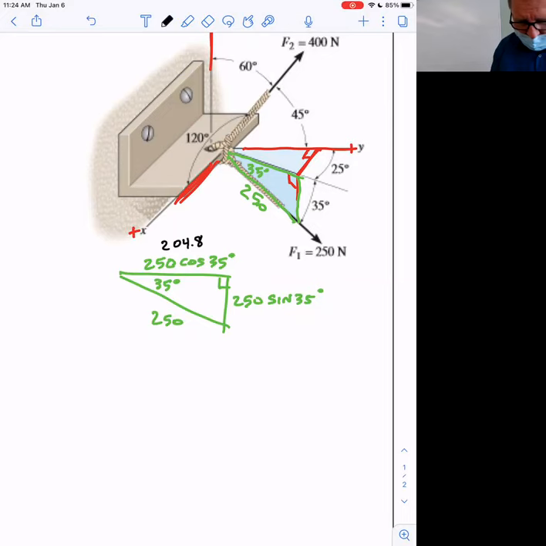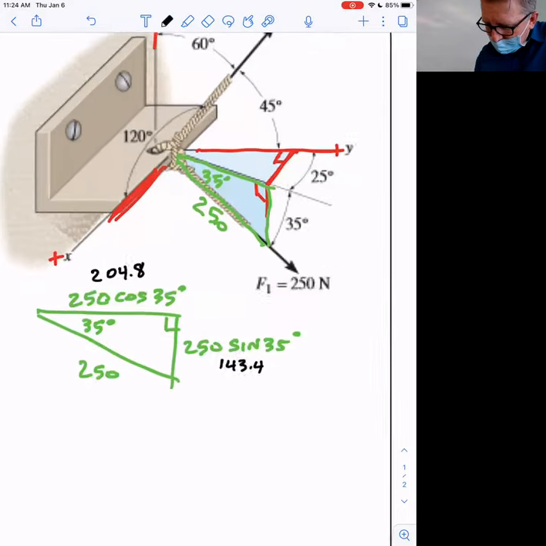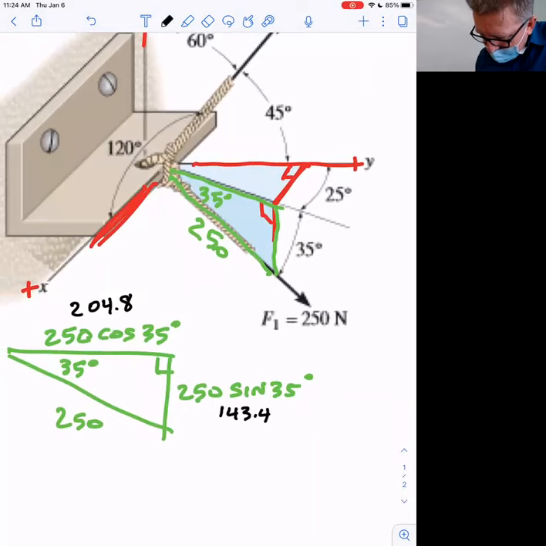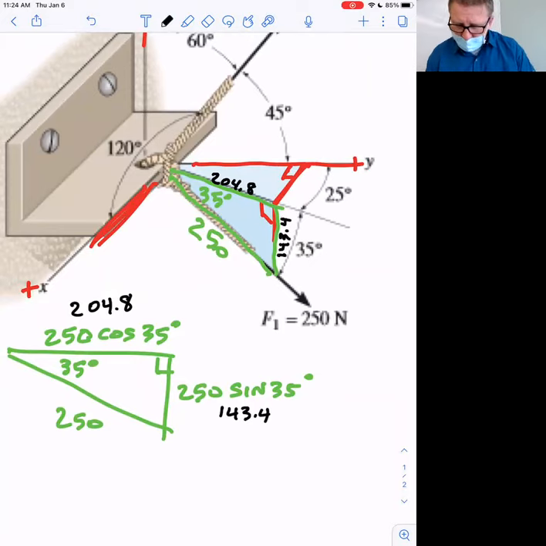And then 250 times the sine of 35 is 143.4. So now I know what those lengths are. And I think this is where you were going. If I was to put these in the picture, then this is the 204.8, and this is the 143.4. Do you agree now? And this is what I think you were just saying. Do you agree that the 143.4 is the z now, but we actually don't know x and y?